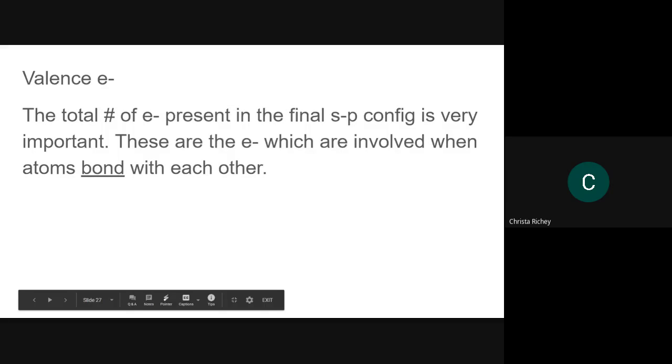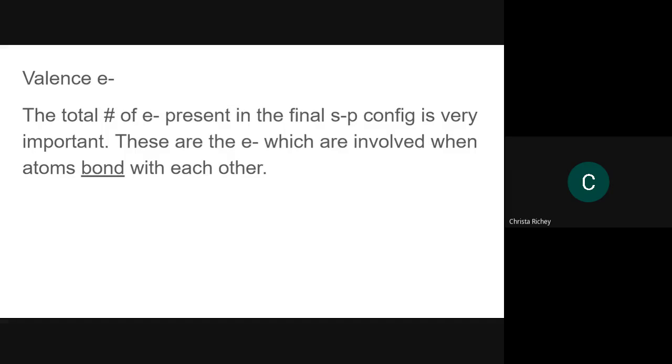So in general, a valence electron, VAL, if you see VE, that means valence electron. It's just for your information in the future. But the total number of electrons present in any kind of configuration is important, and specifically, it's the very last bit that's the most important part. That tells you how many bits there are that try to combine with something else.